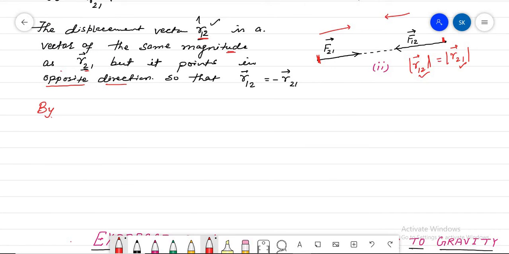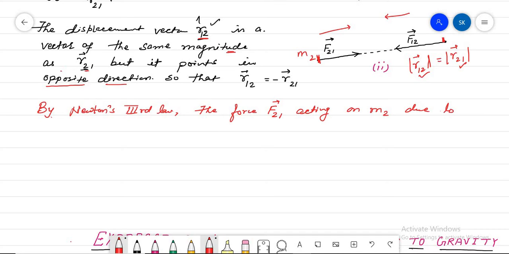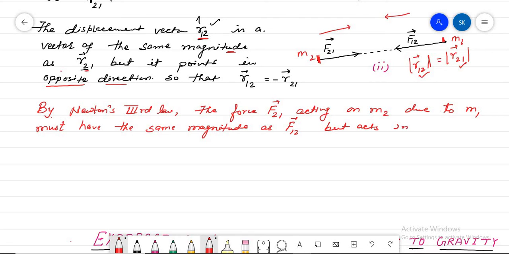By Newton's third law, the force F21 acting on M2, this is M2, acting on M2 due to M1, this is M1, must have the same magnitude as F12 but acts in opposite direction.